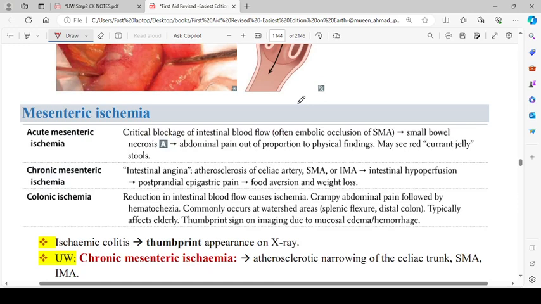Then mesenteric ischemia. So acute mesenteric ischemia, chronic, and colonic ischemia. Acute mesenteric ischemia, as the name indicates, is ischemia of the small intestine under acute settings. So it is critical blockage of intestinal blood flow, often embolic closure of the superior mesenteric artery, that will lead to small bowel necrosis, abdominal pain out of proportion to the physical findings, and may see red currant jelly stools.